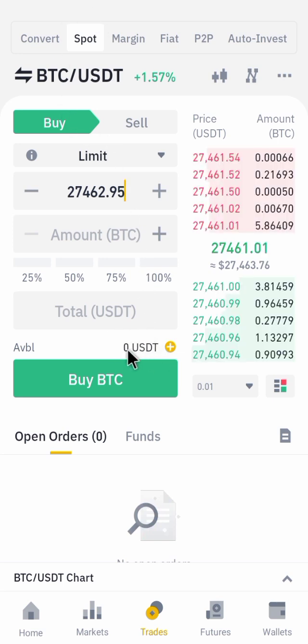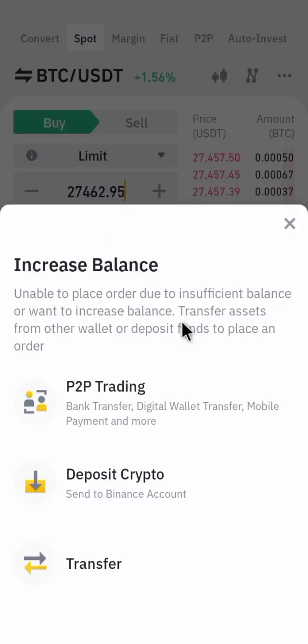So when this is done, before you can trade on spot trading, you need to fund your account. You can see my available balance is 0. So how do I fund my account? You click on the plus sign here. When I click on the plus sign, I have peer-to-peer trading, deposit crypto and transfer crypto. If I want to do peer-to-peer trading, I do it. If I want to deposit crypto, I go to deposit crypto.